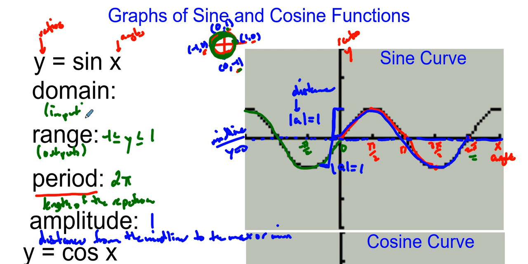And the domain is the inputs. The inputs of sine are angles. What angles can you plug in? Well, we would say all real numbers. There's any angle I can plug in there. Sometimes we can write it as negative infinity to infinity. And that's what we got there. So we have a domain of sine, which is all real numbers, a range from -1 to 1, and then a period of 2 pi and an amplitude of 1.